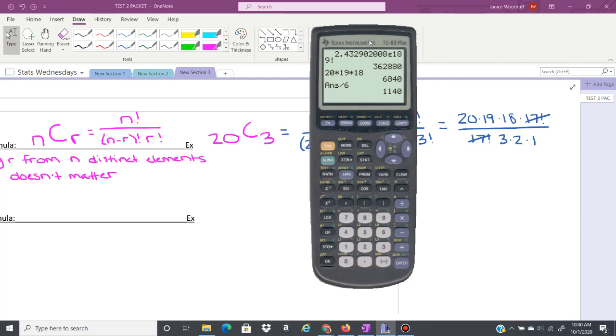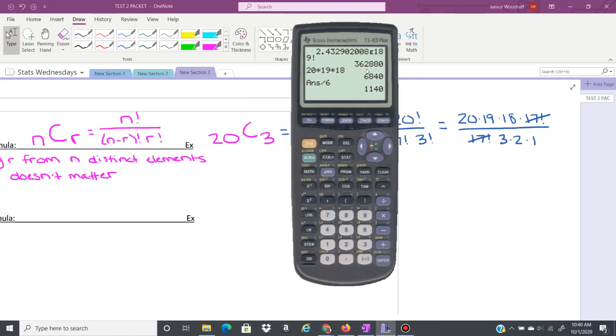Or you can also do this in your calculator. So for 20C3, you're going to go 20, then math, same place where we found the factorial, the exclamation point. Go over to PRB, and then your nCr. For me, that's the third one down. Then you put your r in, which is 3, and you get 1,140.